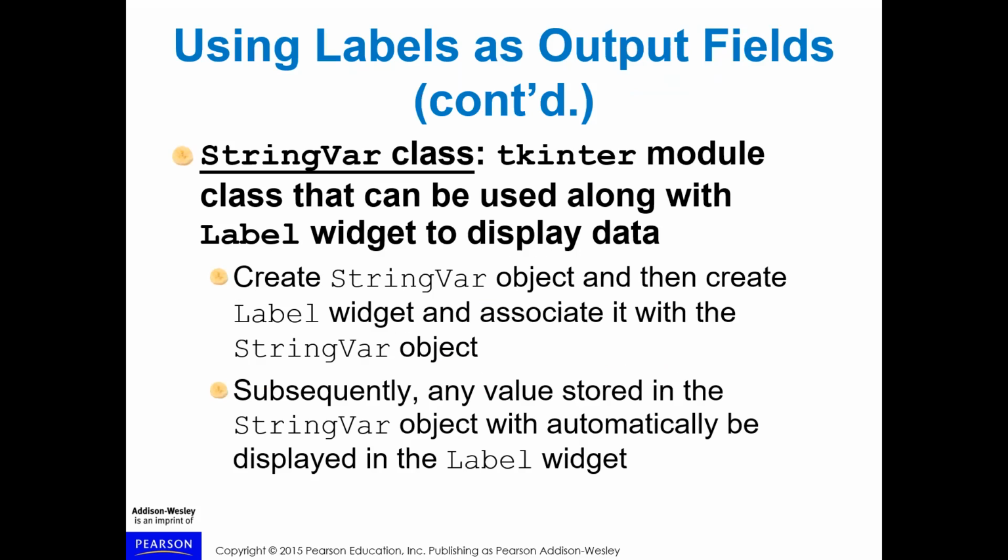There's also within tkinter this StringVar class, a tkinter module class that can be used along with the Label widget to display data. You can create StringVar objects and then create a Label widget and associate it with the StringVar object. Subsequently, any value stored in the StringVar object will automatically be displayed in the Label widget.